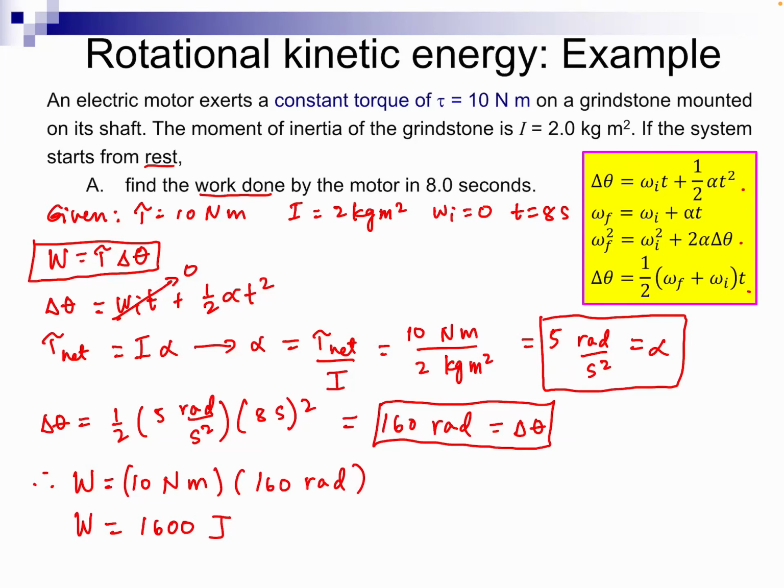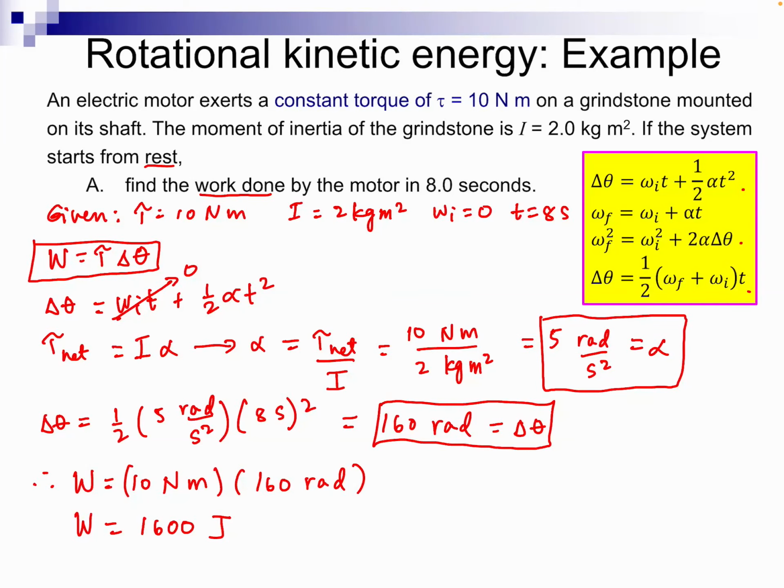So you can see here that if you still remember the linear equations, then just change the variables into rotational variables. F equals ma becomes net torque equals I alpha, work equals Fd becomes work equals torque times delta theta, and of course our rotational kinematic equations.